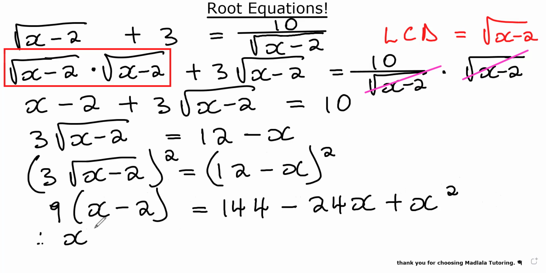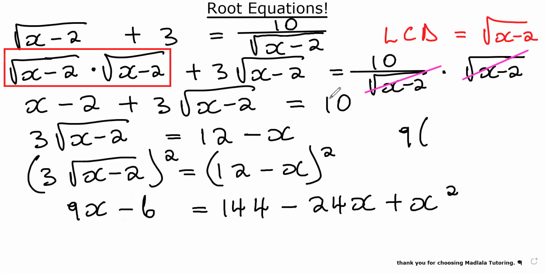Then we want to collect the like terms. Or maybe before that, we can distribute this one. So when we distribute that, we simply get 9x. And then we say minus 6. Yes, it was actually 9 into x minus 2. Oh, was it? So where does this 6 come from?